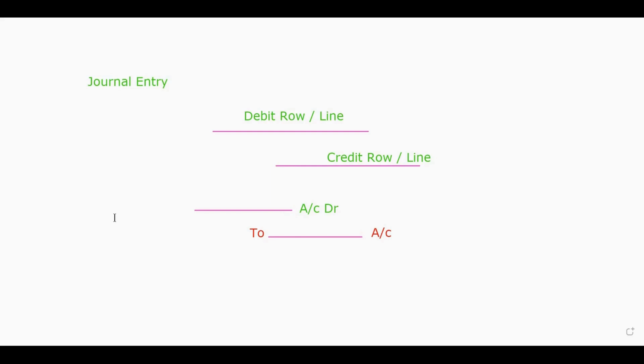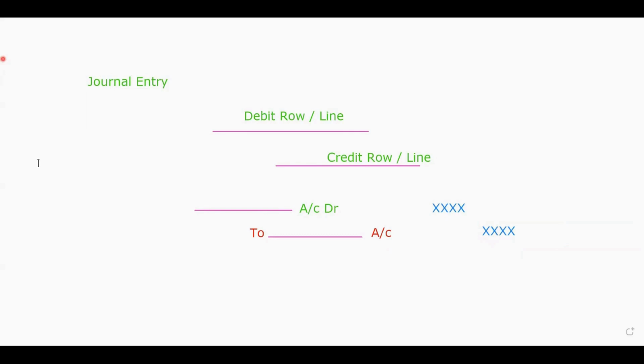Now we need to give the amounts. The amount should be entered straight to the line. If you are entering the debit amount, it goes straight to the line like this. X indicates the numeric value. If you want to write the credit amount, it should be to the right side of the debit amount, like this, straight to the credit line. The debit amount should be straight to the debit line and the credit amount straight to the credit line.